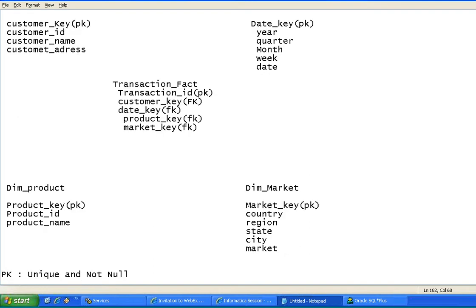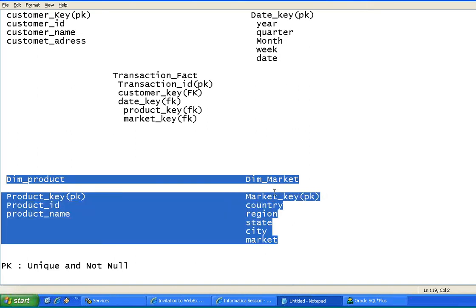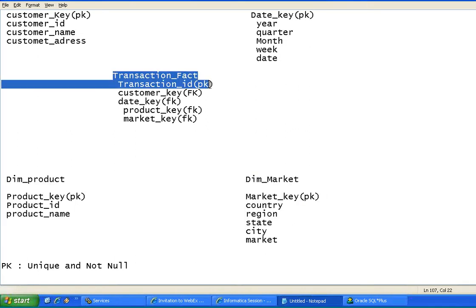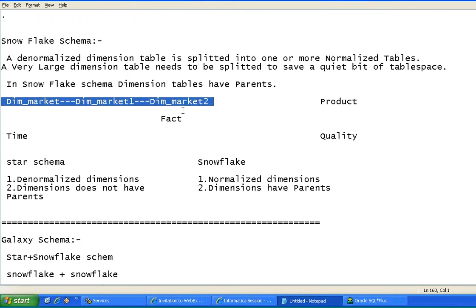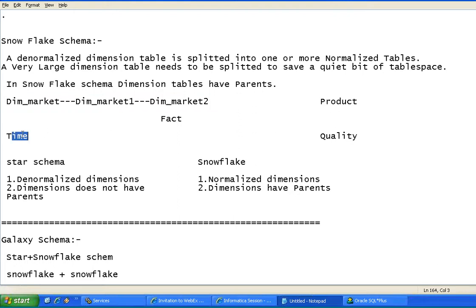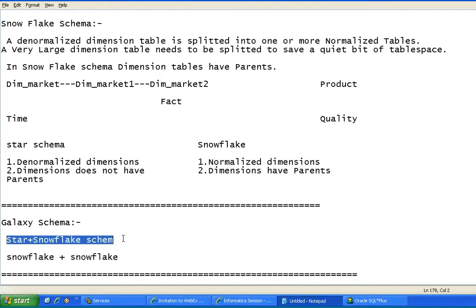Here, what is the difference between star and Snowflake? In star schema, we have a centrally located fact table surrounded by multiple dimension tables. The data will always be loaded into dimension tables first, then into the fact tables. But in Snowflake schema, the dimension tables are split. Here also the data is first loaded into the dimension tables, first into this, then this, then this. So in Snowflake schema, the denormalized dimension table is split into one or more normalized tables. Galaxy schema can be a combination of star schema plus Snowflake schema, or Snowflake schema plus Snowflake schema.